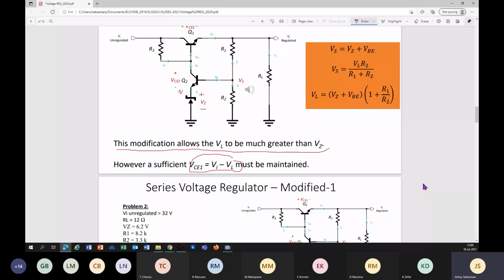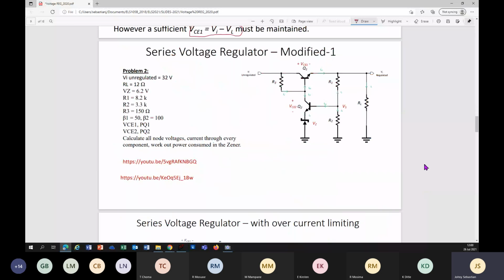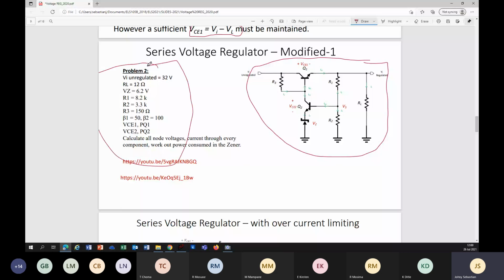Now, because we usually have a 1 hour session and don't have enough time to work out this problem, what I recommend you do is go through this one and build it with all these values in LTspice and do a simulation and try to find whether you are getting the expected values.